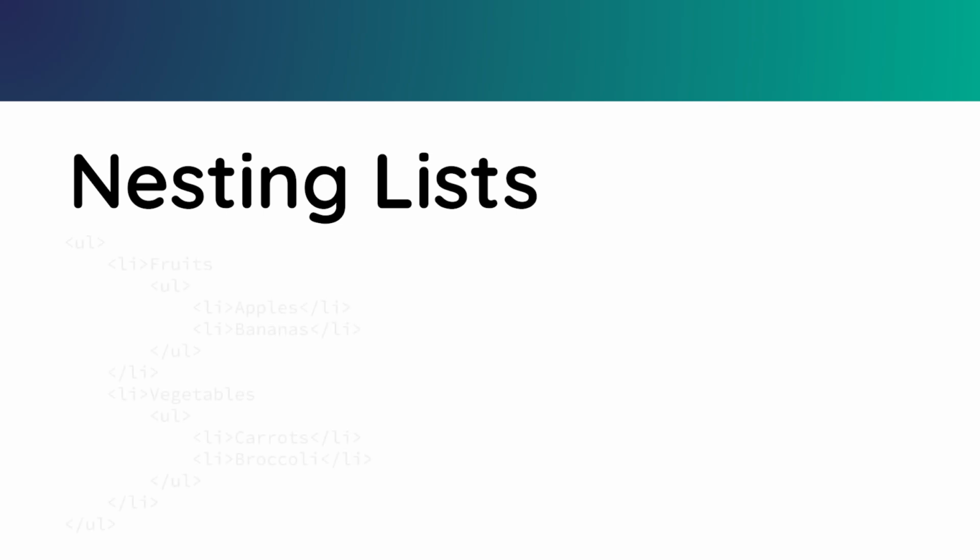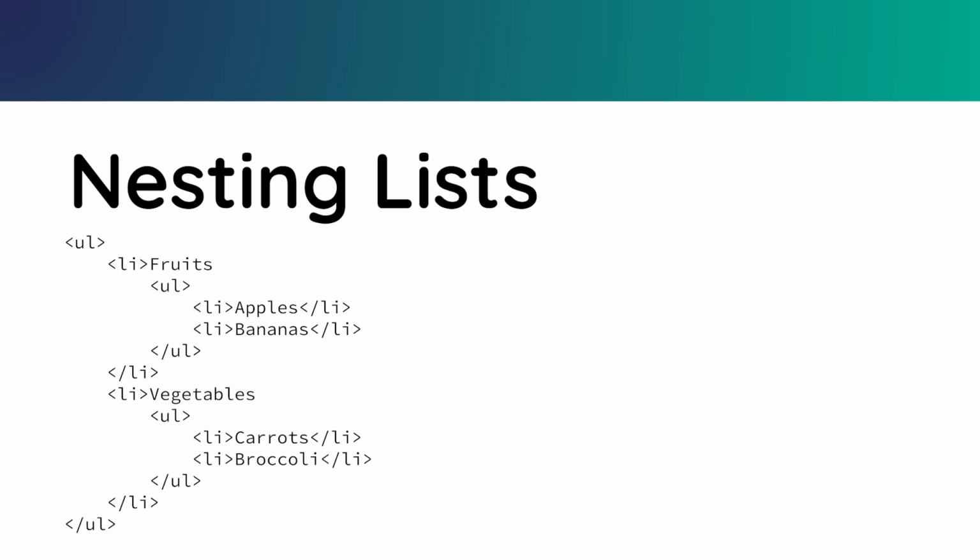You might write, ul, li fruits, ul, li apples, closing li, li bananas, closing li, closing ul, closing li, li vegetables, ul, li carrots, closing li, li broccoli, closing li, closing ul, closing li, closing ul. When rendered, this will show a bulleted list of fruits and vegetables, each containing its own sublist. Nesting lists can help create a clear hierarchy and make your content more organized. Just be mindful of how deep you go with nesting, as too many layers can make it difficult for users to follow. Utilizing nested lists can significantly enhance the readability and structure of your web pages.